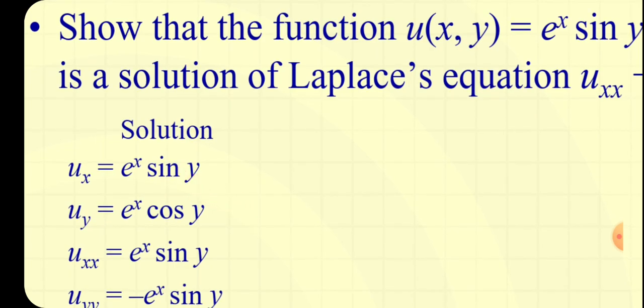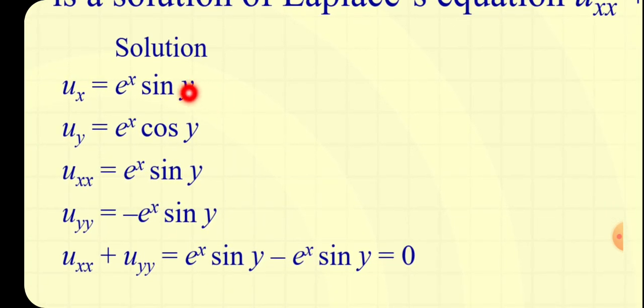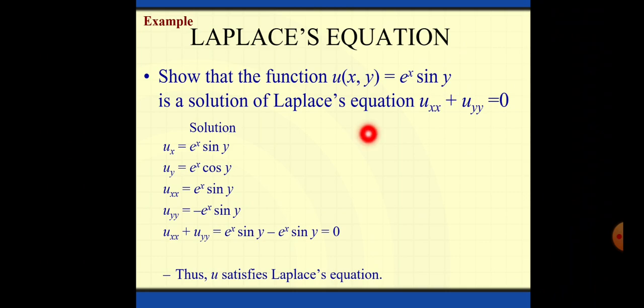U double x, you have to work here, the derivative of e power x sine y, because we need u double x, you have to find the derivative one more time here. So it will be e power x, its derivative e power x, and sine y is a constant. U double y, you have to work on this uy, e power x cosine y. The derivative of cosine y is negative sine y, and e power x is a constant. Now find u double x plus u double y, and the final answer is 0. So we have shown that u is a solution of this equation.